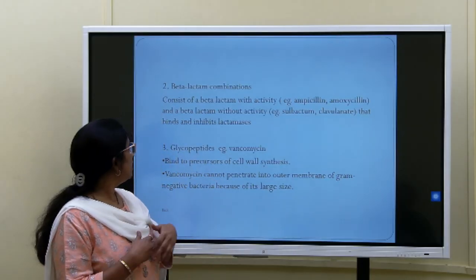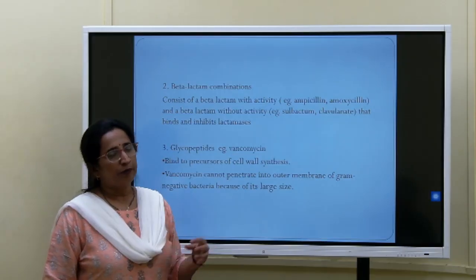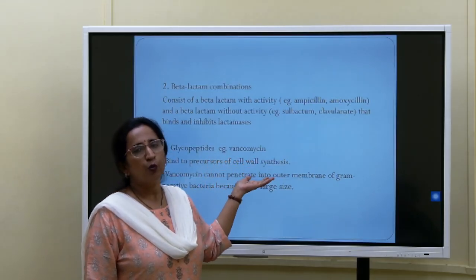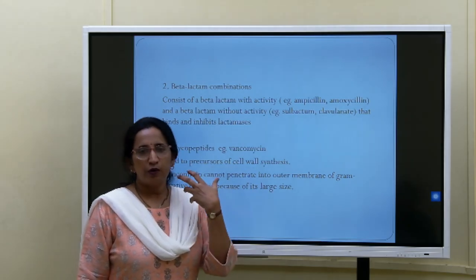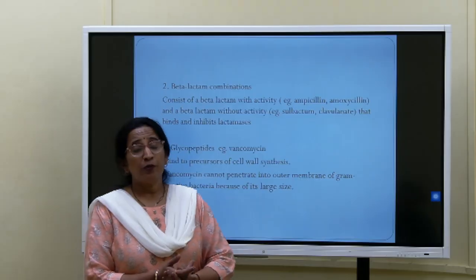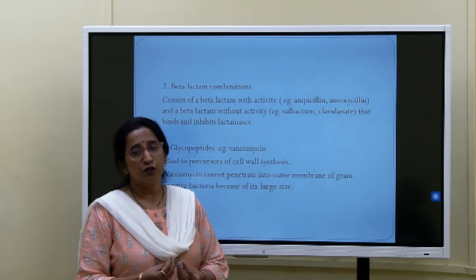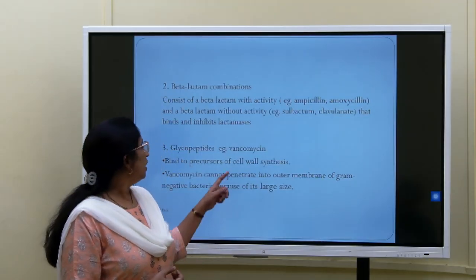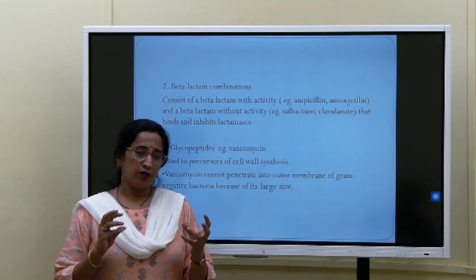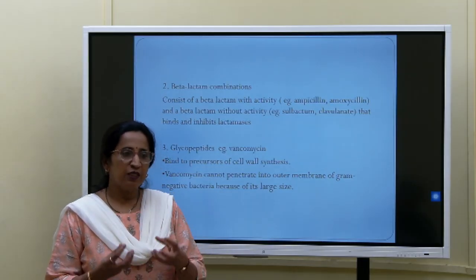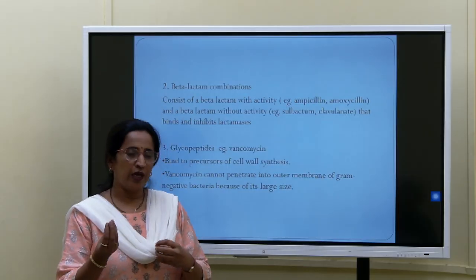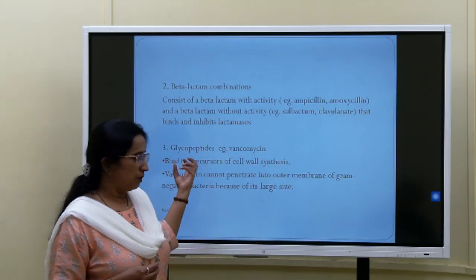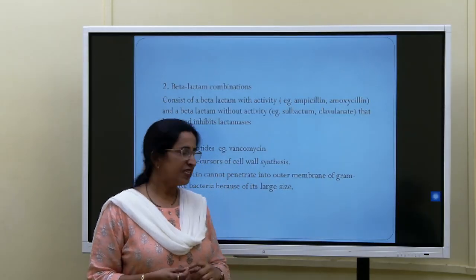The third class are glycopeptides. Under glycopeptides, the very well-used antibiotic is vancomycin. We all know about how SORS is becoming resistant to many antibiotics, and vancomycin is often used for treatment of these kind of resistant SORS infections. Now vancomycin binds to precursors of the cell wall. So during cell wall synthesis, precursors are made inside the cell and then they are transported outside the membrane and assembled over there. So vancomycin binds to these precursors and prevents cell wall synthesis.